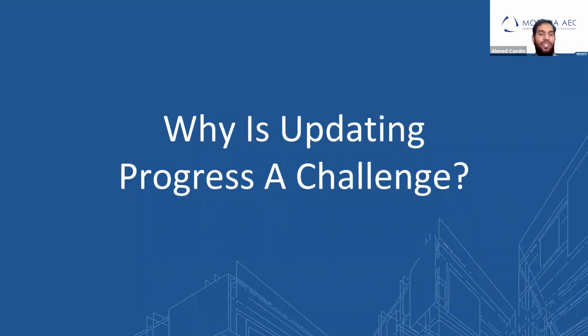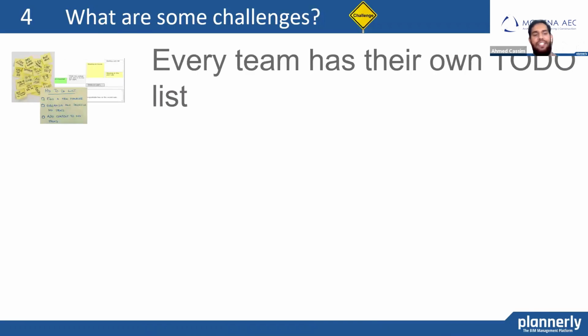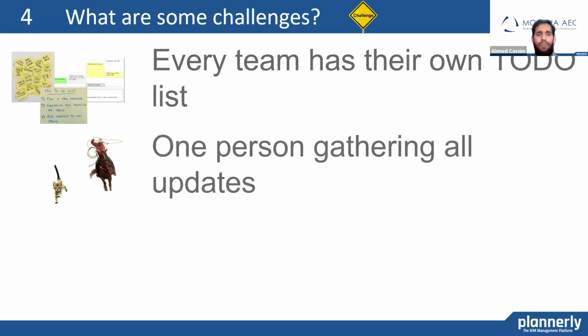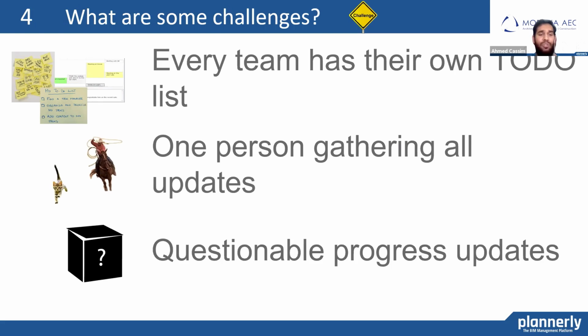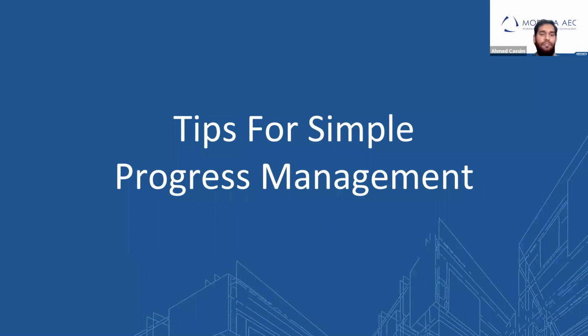Why is updating project progress such a challenge for teams? Everyone tends to create and manage their own to-do list in their own isolated environment. It's usually up to one person to gather everyone's updates. And even when you do receive that information, can you trust it? Let's look at some tips for simple and seamless progress updates that teams can trust.